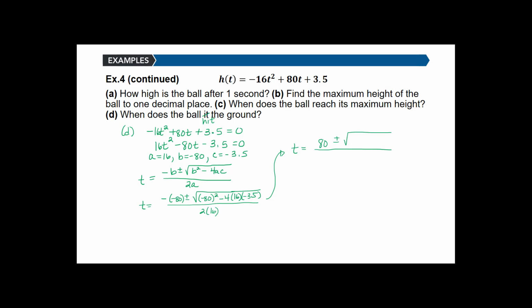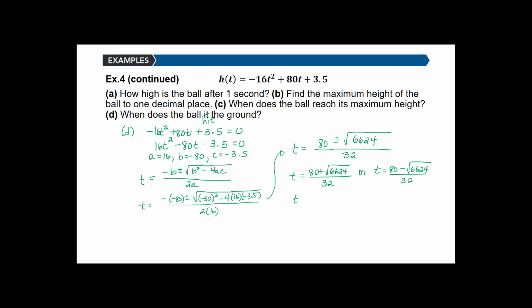So if I enter in parentheses negative 80, close parentheses, squared, minus 4 times 16 times negative 3.5, I'm going to get 6,624 on the inside of the square root, and that's divided by 32. So we actually have t is equal to 80 plus the square root of 6,624 divided by 32, or t is 80 minus the square root of 6,624, all divided by 32.